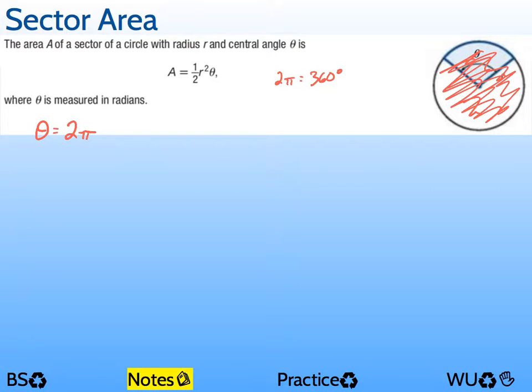Now let's see what happens when we plug 2 pi in. We have 1/2 radius squared times 2 pi. Well, this 2 and this 1/2 will cancel out, and then you're just left with pi times the radius squared, which is of course the formula for the area of a circle.